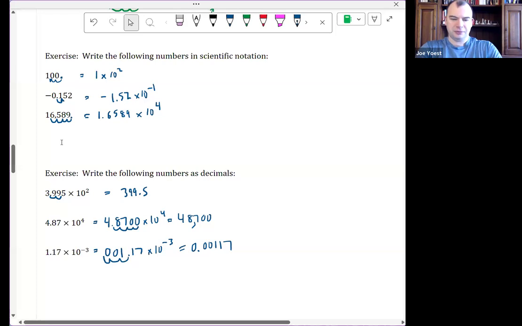Okay, it's just about 3 minutes, so let's take a look at these. For 100, we imagine the decimal point being at the very end of the 100, so it's like 100 point or 100.0. We want to move the decimal place 2 places to the left so that I have just a 1 in front of the decimal place. And this is 1 times 10 squared, or if we wanted, I guess we could write it as 1.0 times 10 squared.